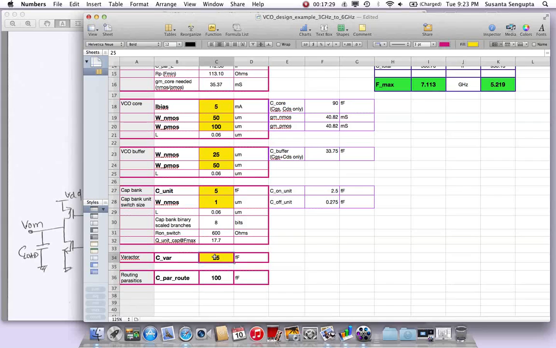They give a kV of about 50 to 100 megahertz per volt. I just put a number there. Again, this is a variable. You can change it. It will change all the stuff here, which we'll show in a minute.